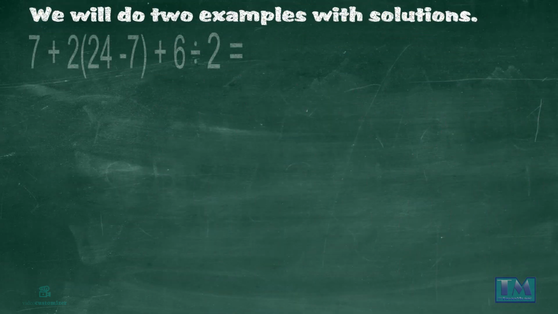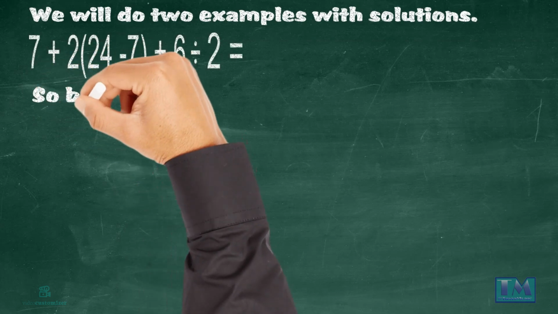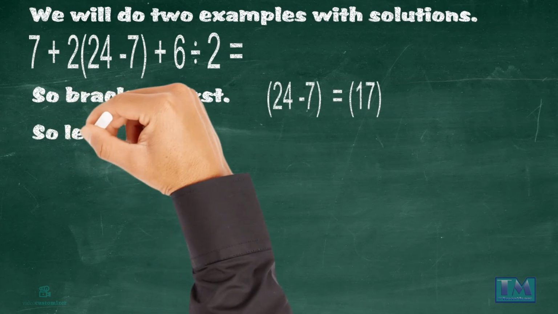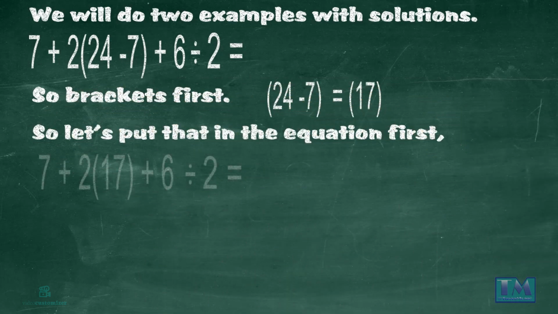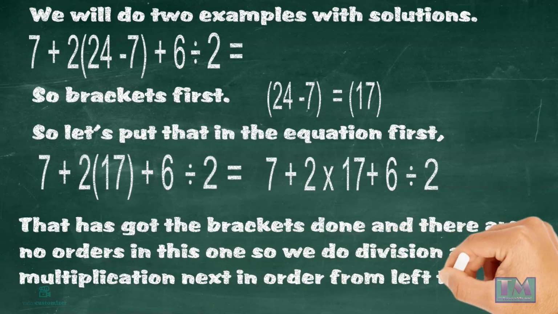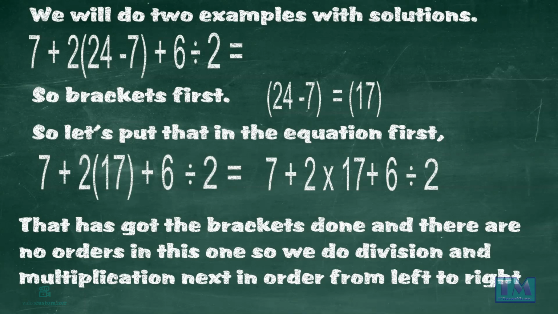We will do two examples with solutions. The first one is 7 plus 2, open bracket, 24 minus 7, close bracket, plus 6 divided by 2 equals. So what's inside the brackets goes first. 24 minus 7 is 17, so when we put that into the equation we get 7 plus 2 times 17 plus 6 divided by 2.